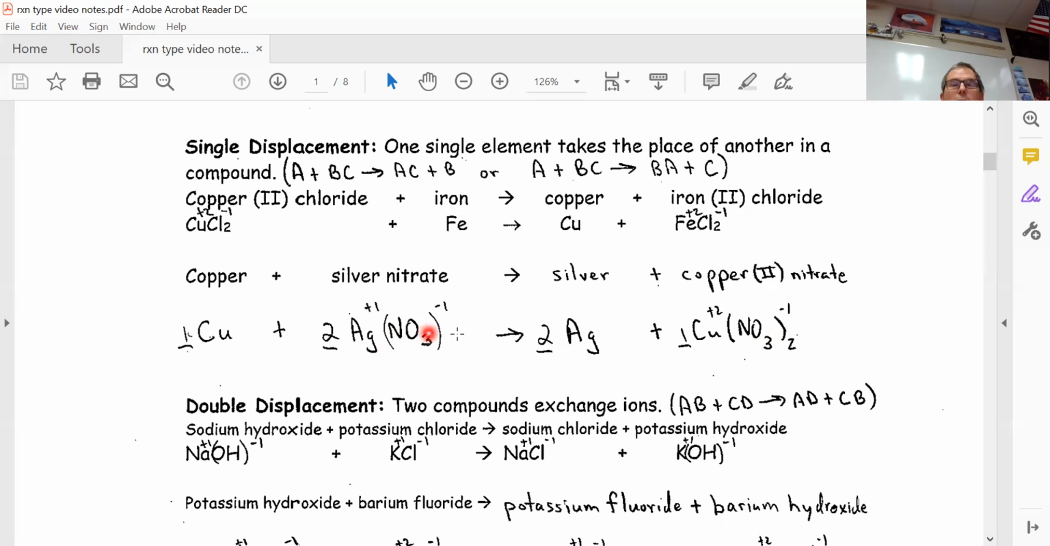And we balance charges and balance the formula to carry that through. But one thing replaces another thing. Okay, metals will replace other metals, non-metals replace non-metals.